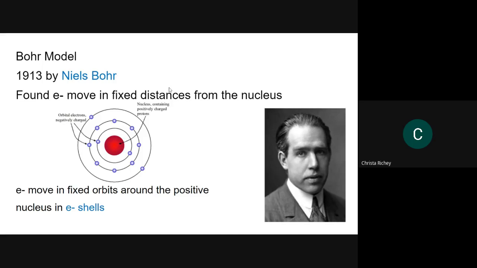So Niels Bohr, let me make sure we didn't lose anything. That's all that's on that one. So planetary model, they go in rings, just like planets do, around their center, like our sun. So the nucleus is essentially the sun.